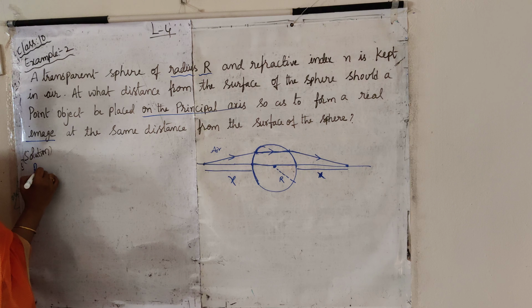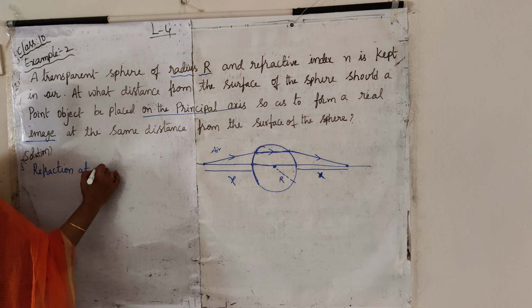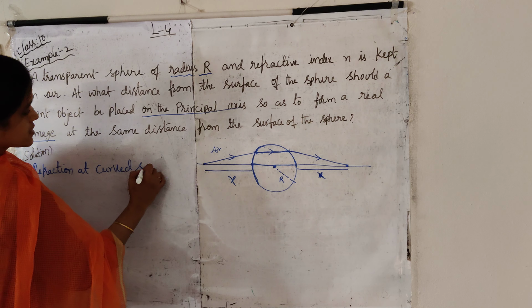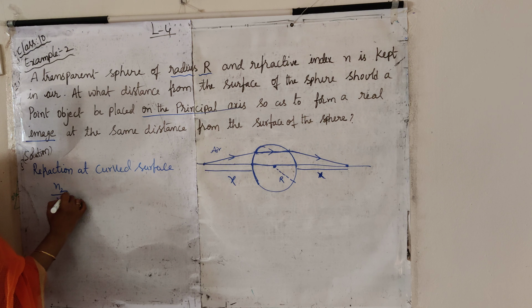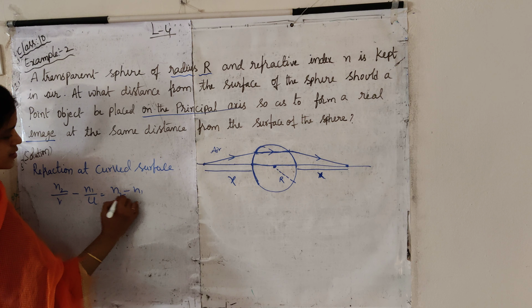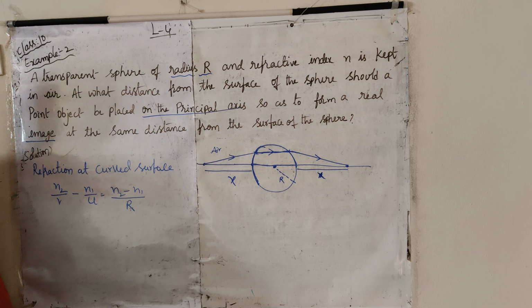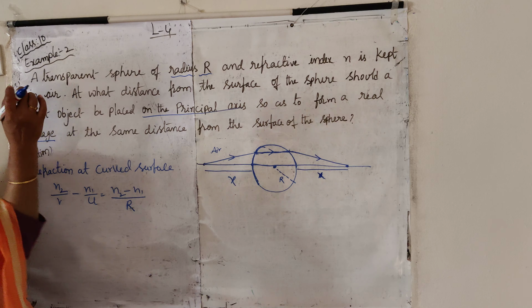So refraction at curved surface. What is that formula? N2 by V minus N1 by U is equal to N2 minus N1 by R. This is the formula. By using this formula, we have to find out. Okay. What you have to find out? Here we assume at a distance of x, we place a point object. So we have to find out what is the value of this one.